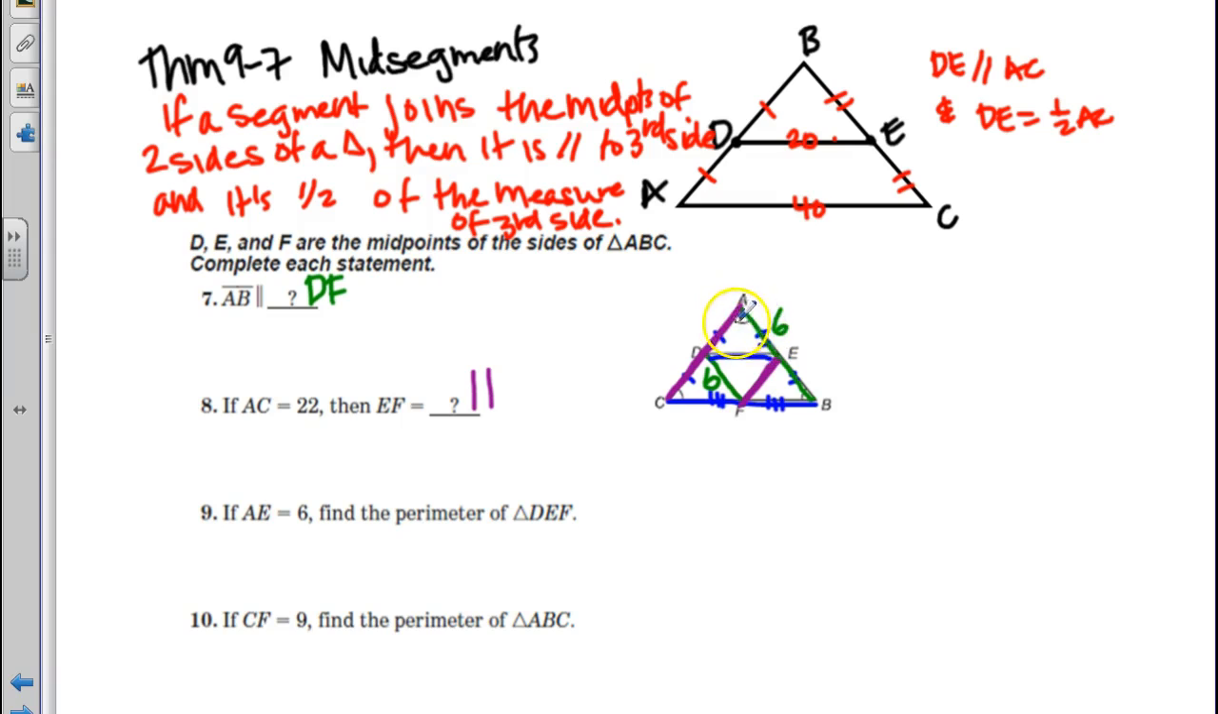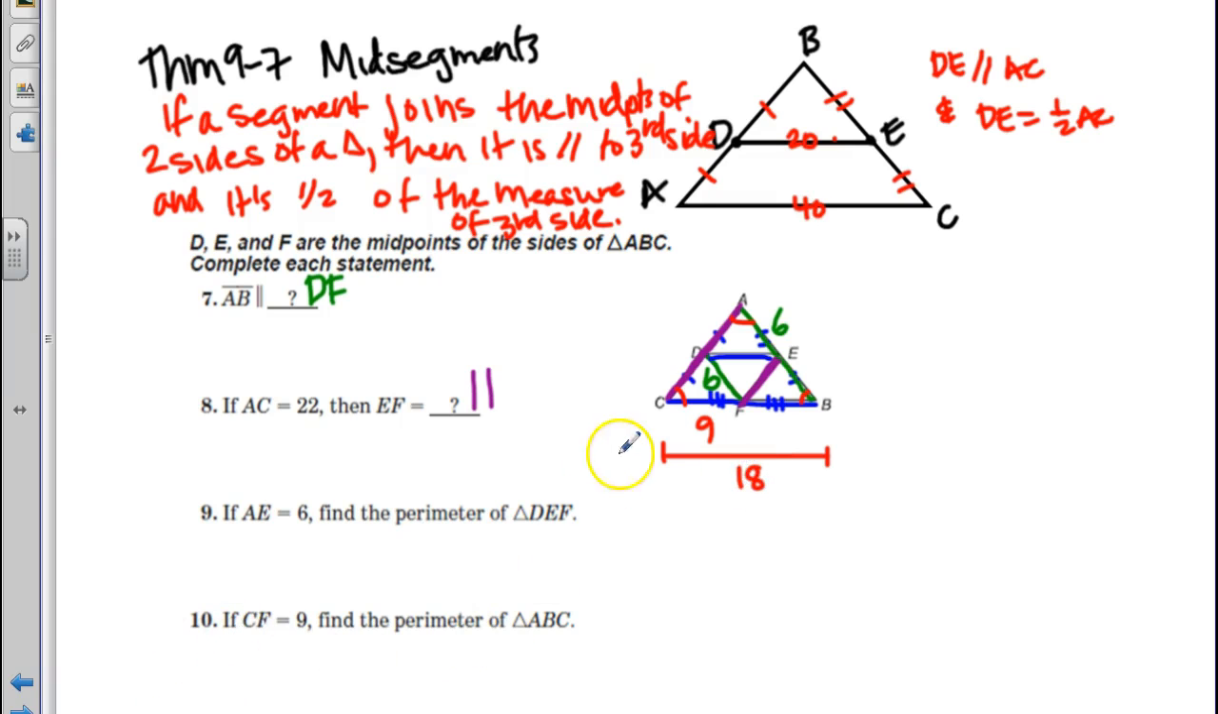Oh, by the way, I'll give you a hint on that one. Do you see these little angle markings that these angles are all congruent, which tells me my sides are all congruent, which tells me something about these sides and about these sides. All right. CF is 9. Find the perimeter of ABC. If CF is 9 and this is a mid-segment, we should know how long this side is too, right? So I have 18 here.